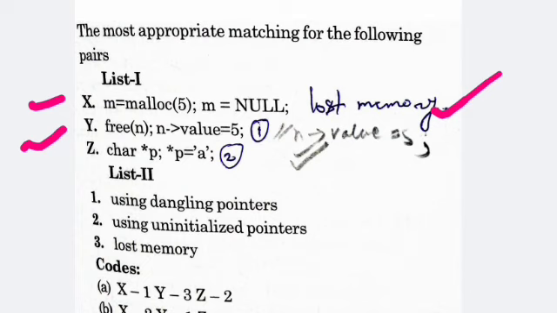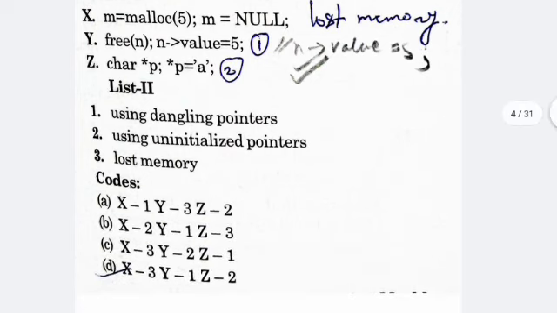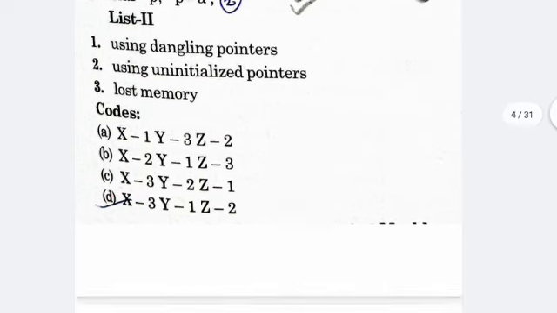So this is based on the dangling pointer. And z represents character pointer p, terminate, and pointer p equals a character. So it is based on using an uninitialized pointer. So the correct answer for this matching is option D, which means x matches to 3, y matches to 1 and z matches to 2.